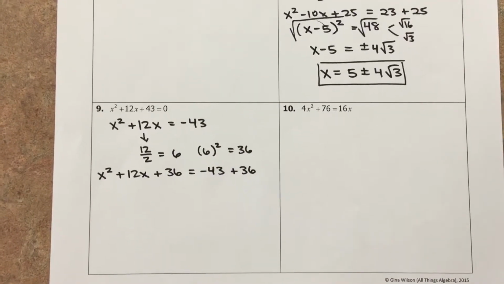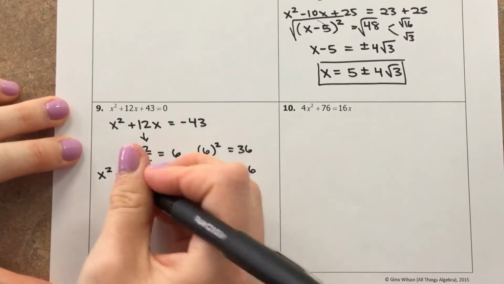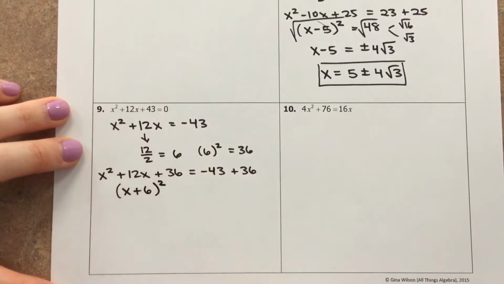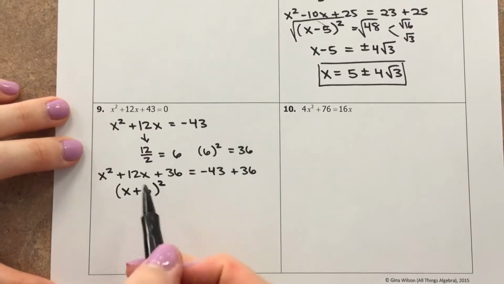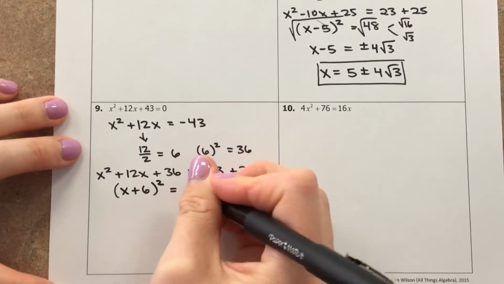Step 4, factor that left-hand side. So multiplying to 36, adding to 12. Remember, a quick trick is that it's always half of that middle term. So half of 12 is 6. And if you FOIL that out, I promise you would end up right back here. Right-hand side is a negative 7.